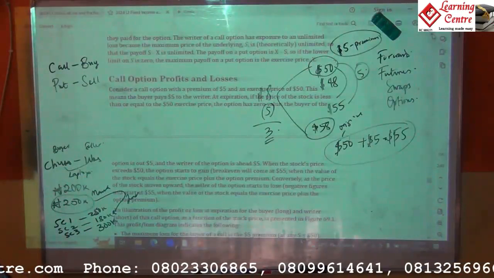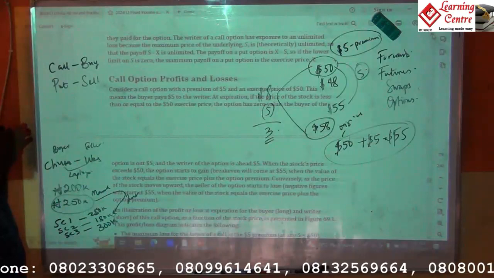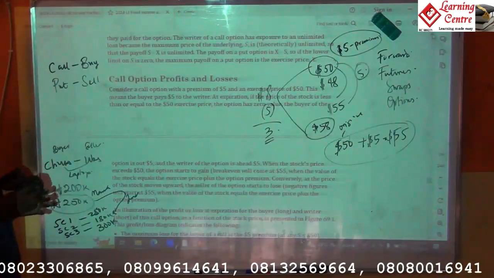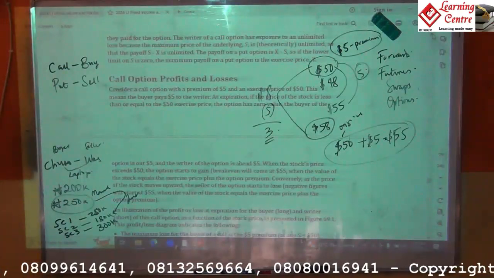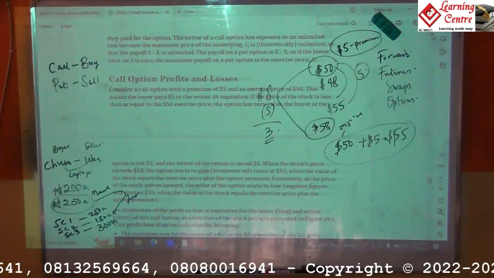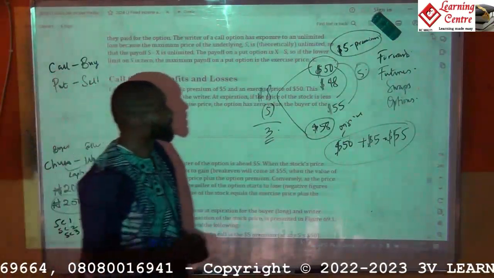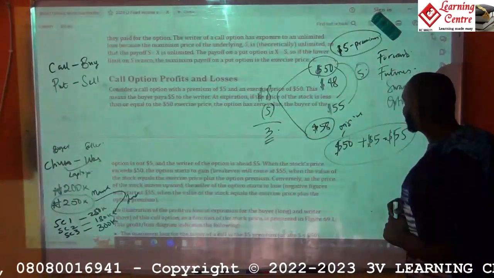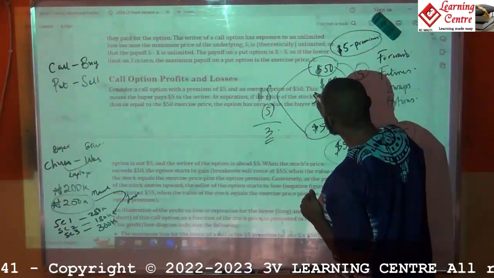Tosin, do you understand now? Yes, I understand, but you didn't explain the part if it is less than 55 or greater than 50. Oh, good. Good question. So let's pick 52. It's the same thing.